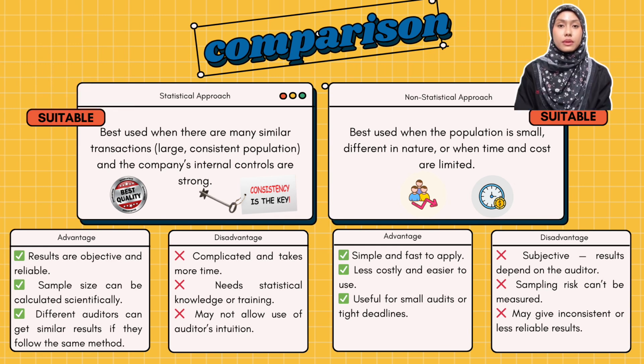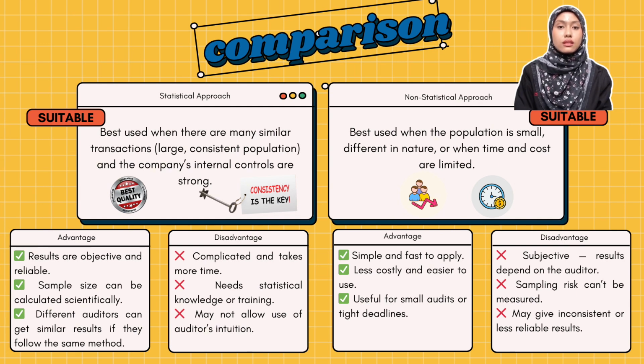For the non-statistical approach, it is most suitable when the population is small, or when items are different in nature, or when time and cost are limited. This means it's often used for small audits or when auditors need faster results. There are several advantages to this approach. First, it is simple and fast to apply. Next, less costly and easier to use. Lastly, it's useful for small audits or tight deadlines.